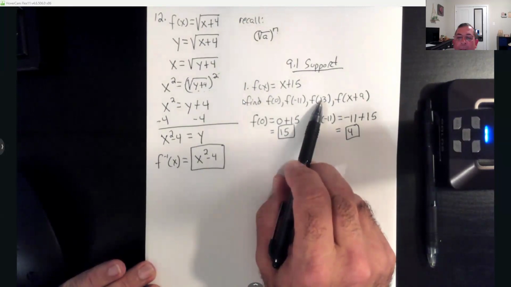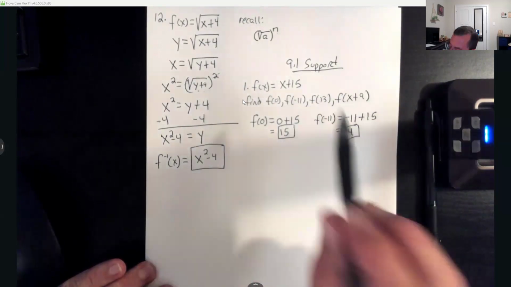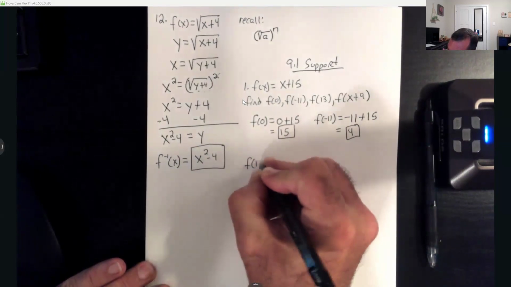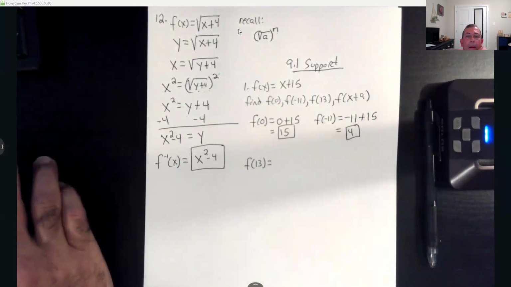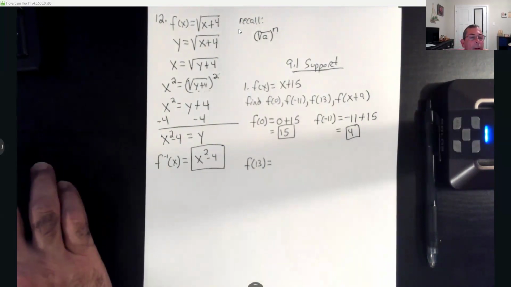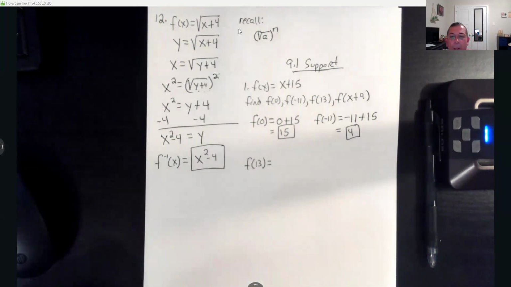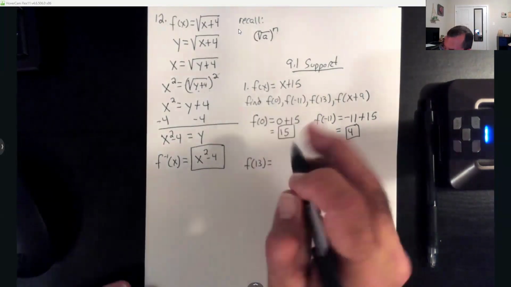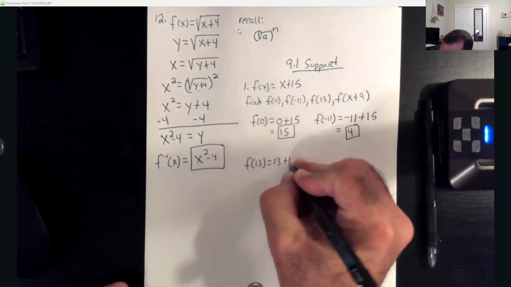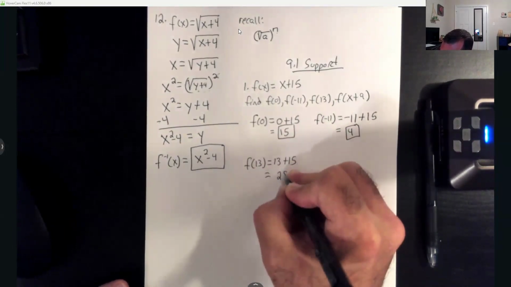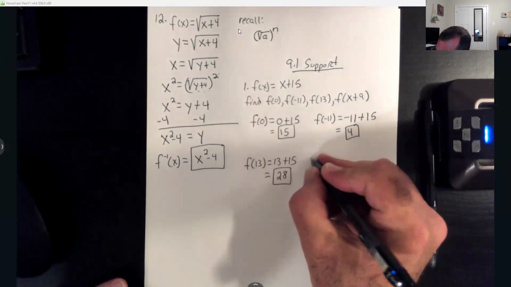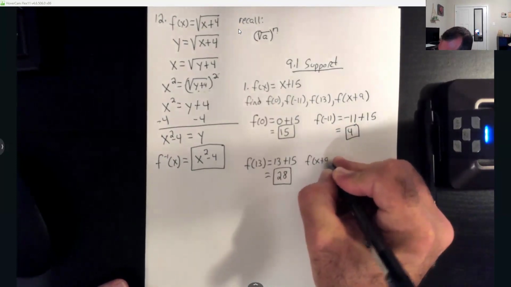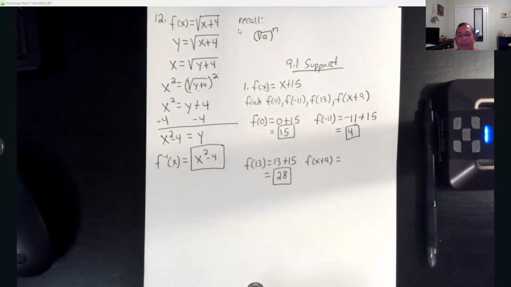So tell me what y'all would do. What's the answer for f of 13? So let's see, y'all getting 28. So let's see, f of 13. Good job. Put a 13 in for the x so that we get 28. Well, how about this one? f of x plus 9. See what y'all get for f of x plus 9.